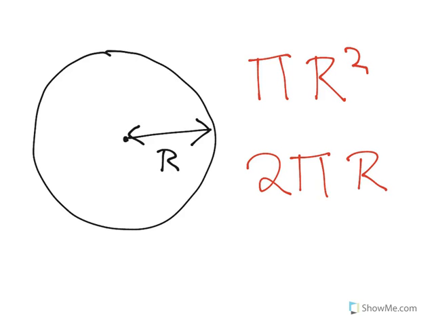Here we have a circle that has a radius given by capital R, and we remember these two equations, pi r squared and 2 pi r, but we can't remember whether they refer to the area of the circle or the circumference of the circle. Well, using dimensional analysis, we can come to the conclusion that pi r squared has dimensions of area, because we have pi, which is dimensionless. It's simply a number. It doesn't have any dimensions.